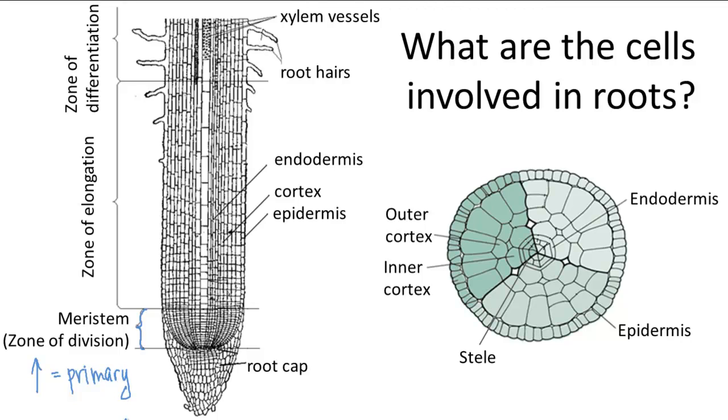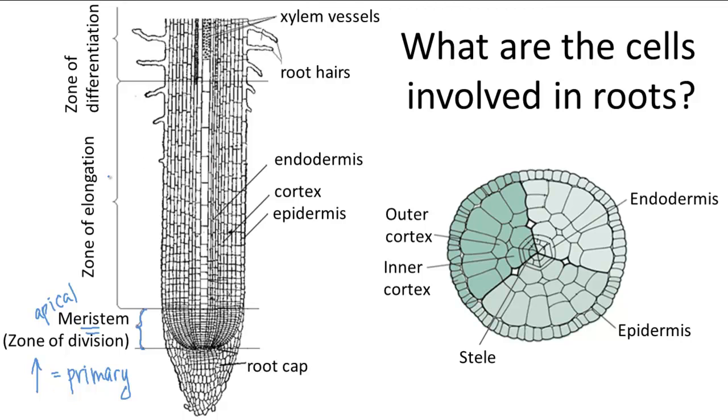So as you can see in this longitudinal cross-section of a root, there are 3 zones of cells at different stages of primary growth. The zone of cell division is what we just talked about, the meristem tissue, and it's also known as the apical meristem, responsible for producing new cells.